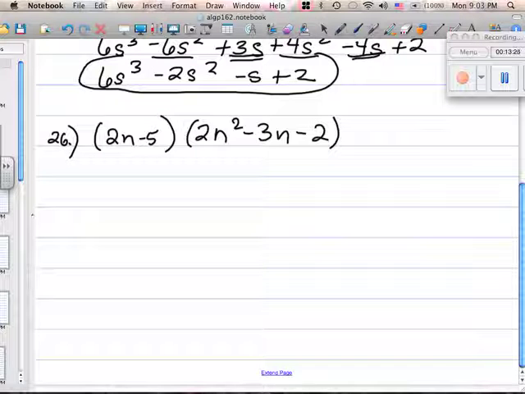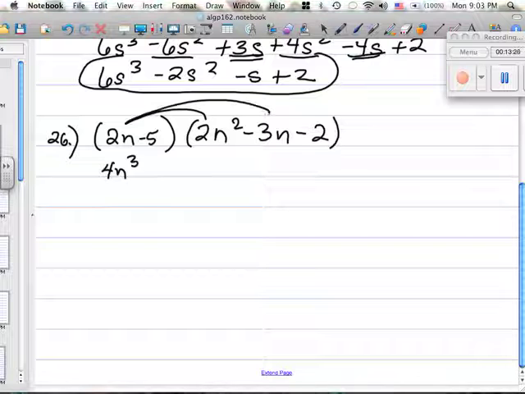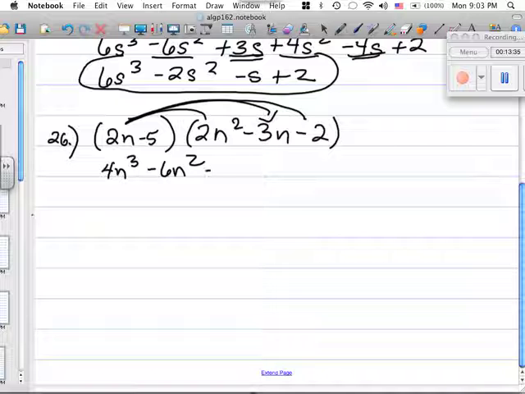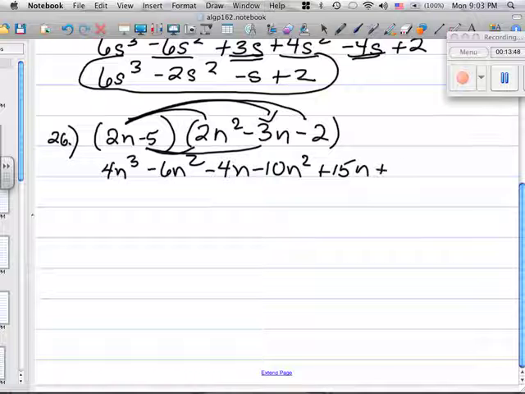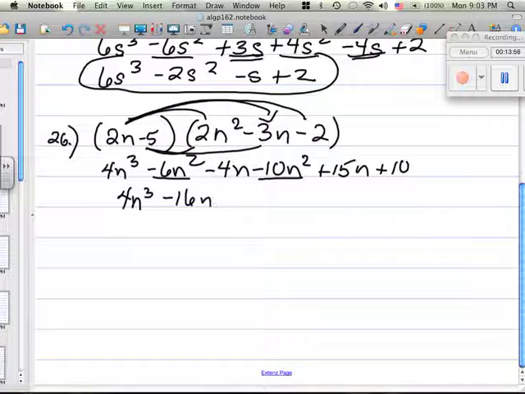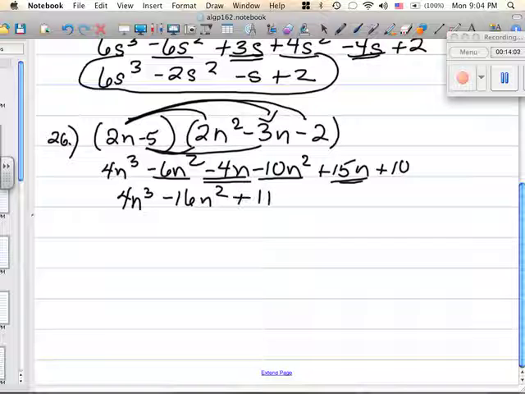2n times the trinomial, we get 4n cubed minus 6n squared minus 4n. Now multiply by the negative 5, we get negative 10n squared plus 15n plus 10. Simplifying, collecting like terms, 4n cubed minus 16n squared plus 11n plus 10.